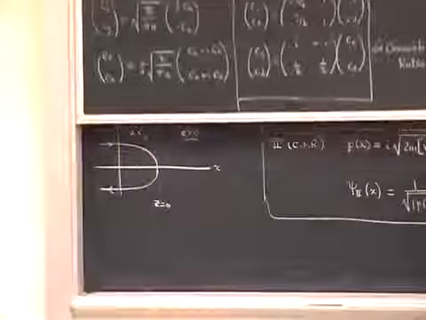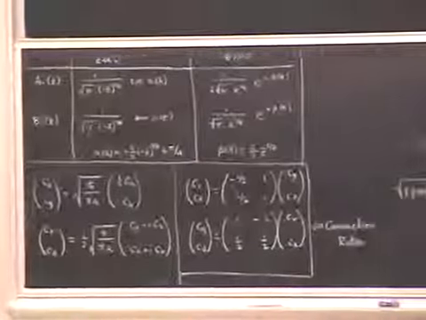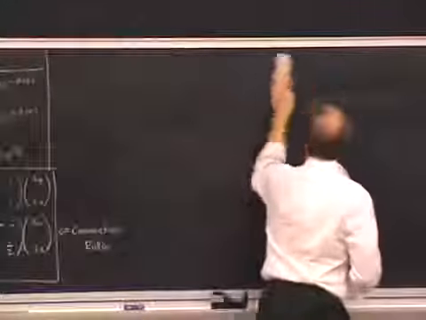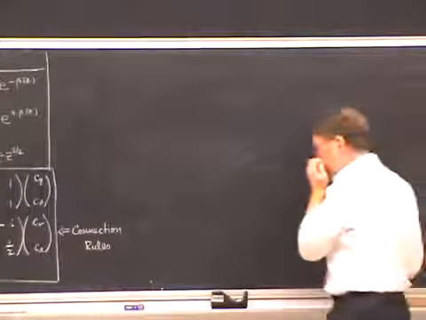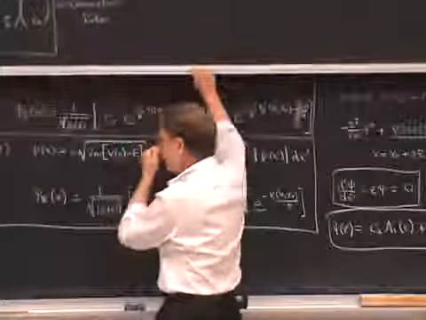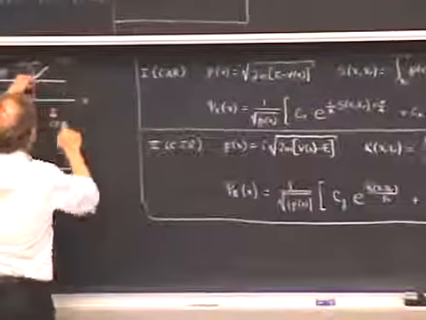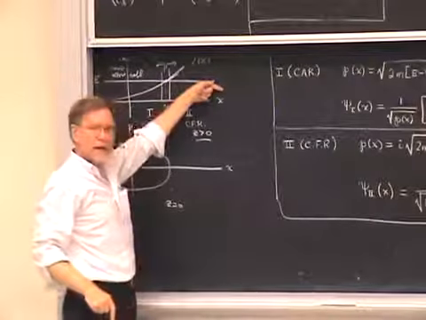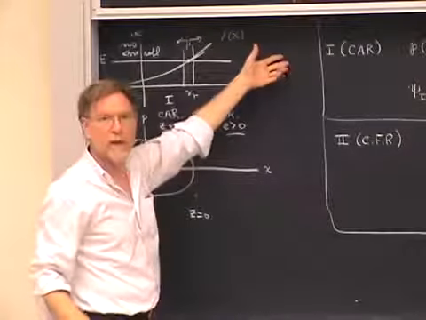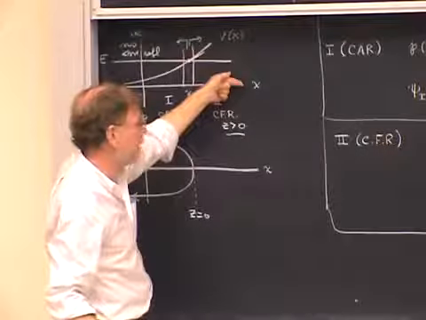Well, the way to do it is to use the connection rules. I'll go back to the whiteboard here. In the first place, in the classically forbidden region, which is over here, the wave function has to be dying out, has to be damping out. We can't have it blowing up because it would diverge at infinity, and that doesn't satisfy the boundary conditions. Besides, it's in the classically forbidden region, it's got to be damping.